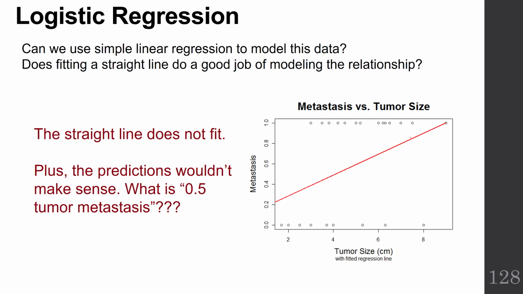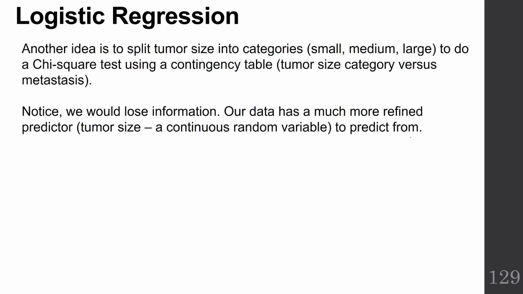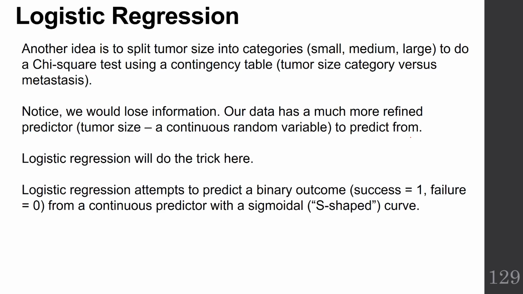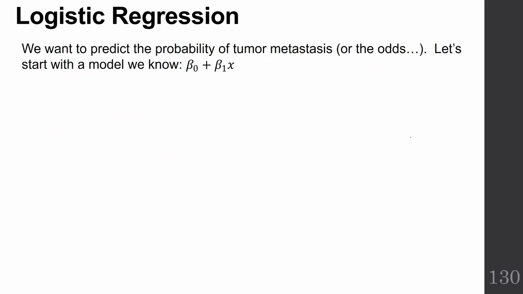That has no meaning. Okay, so another idea is to split tumor size into categories, small, medium, and large, to do a chi-square test using a contingency table: tumor size category versus metastasis. Notice we would lose information. Our data has a much more refined predictor, that is, tumor size is a continuous random variable that we can predict from. So we're going to use logistic regression. And logistic regression attempts to predict a binary outcome from a continuous predictor with a sigmoidal or S-shaped curve.